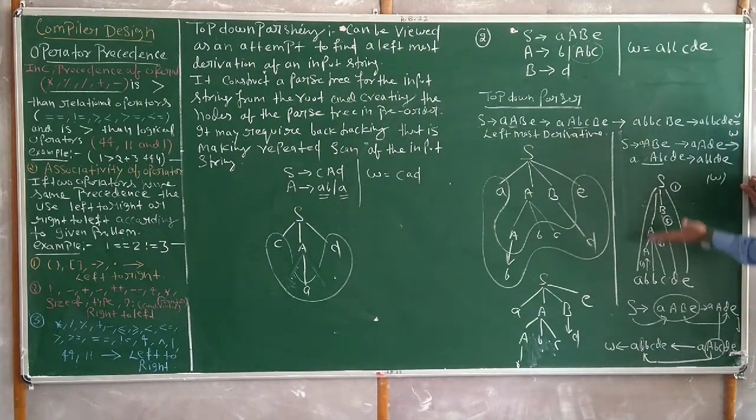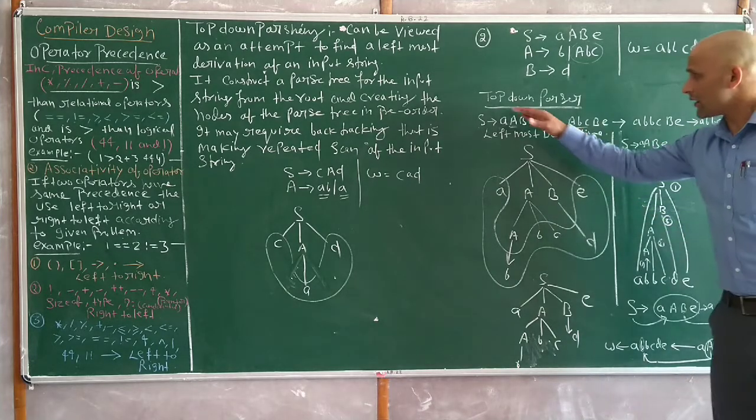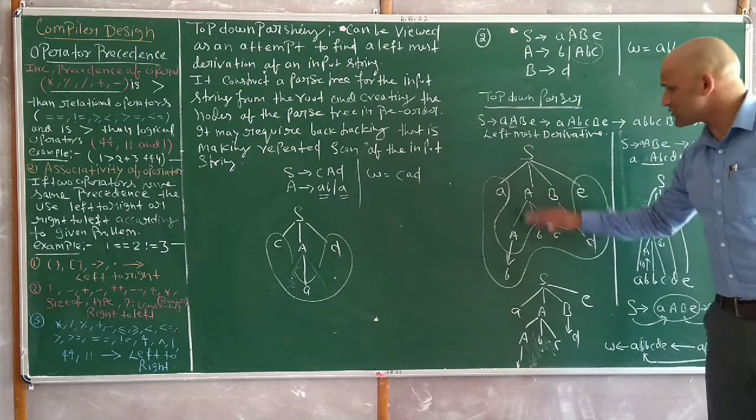So this is the bottom to top. Okay, for the bottom-up you have used the rightmost derivation, and for the top-down parsing you have used leftmost.